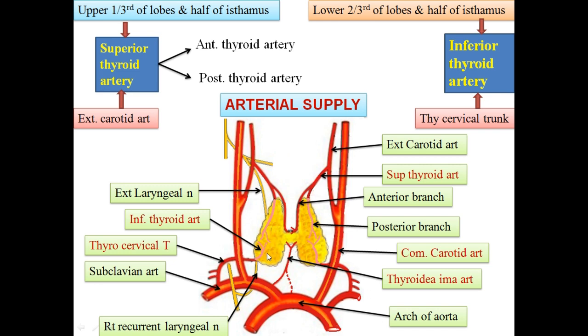The inferior lobe of the thyroid gland and the inferior border of the isthmus are supplied by the inferior thyroid artery and, very rarely, the thyroidea ima artery, which comes from the subclavian artery, or sometimes arises from the arch of the aorta. The inferior thyroid artery arises from the thyrocervical trunk, and it is closely associated with the recurrent laryngeal nerve.